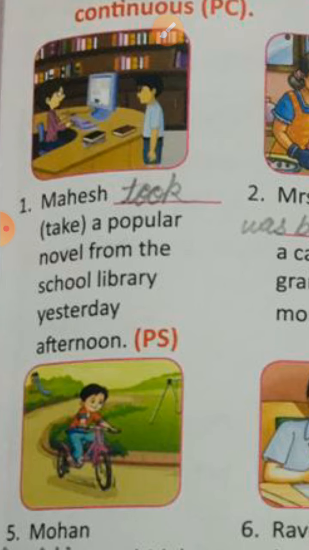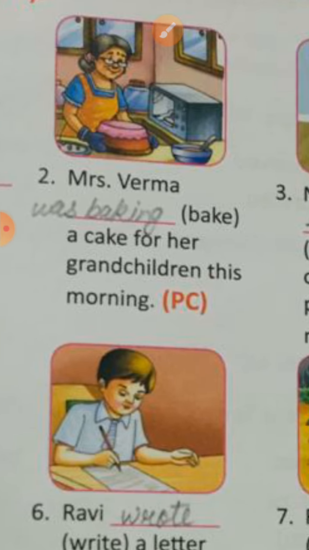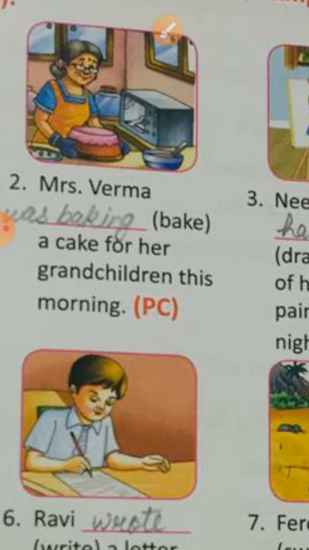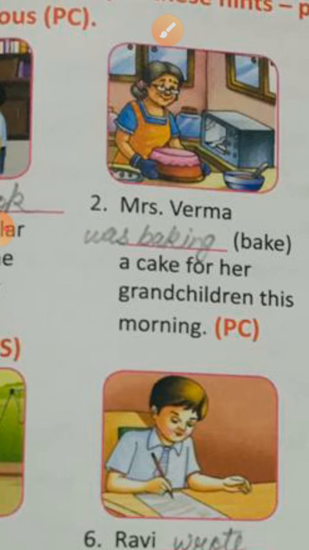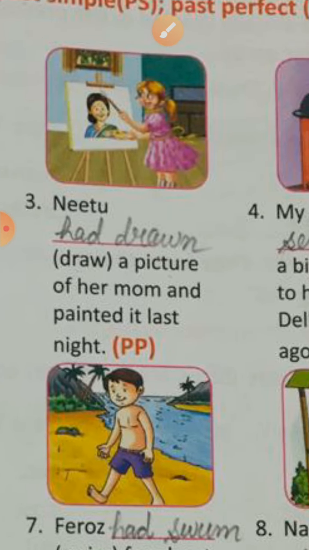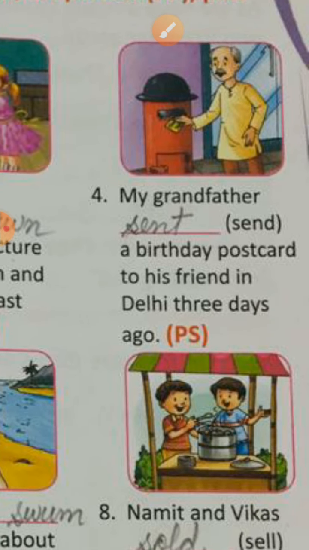So take will be converted into took, second form. Then for example here PC means past continuous. So bake will be converted into: Mrs. Verma was baking a cake for her grandchildren this morning. Next, Neetu dash draw a picture for her mother and painted it last night. Past perfect means had drawn. Next, my grandfather dash send a birthday postcard to his friend in Delhi 3 days ago. Past simple. So the second form of send is sent, S-E-N-T.